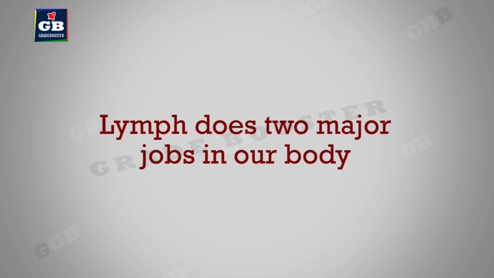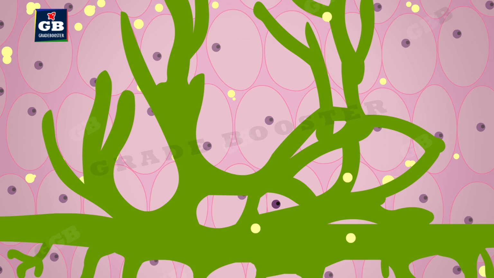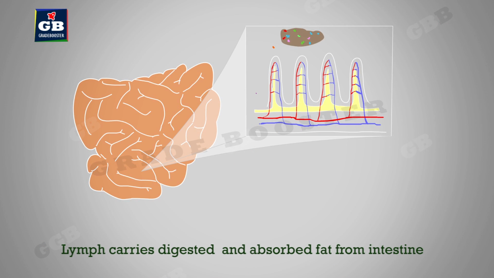The two main functions of lymph are: 1. Draining excess fluid from extracellular space back into the blood, and 2. Carrying digested and absorbed fat from the intestine.